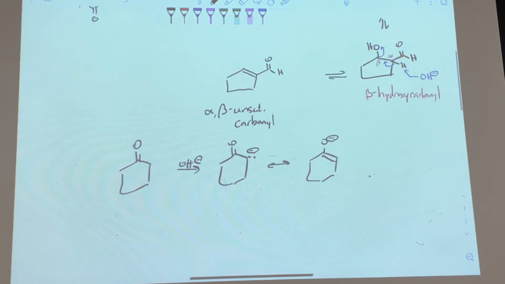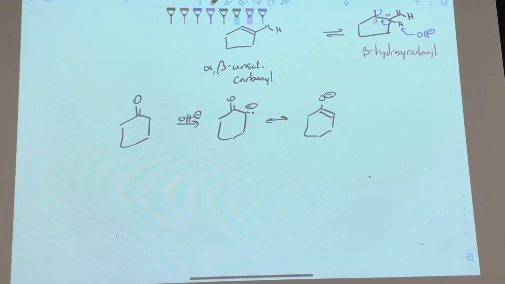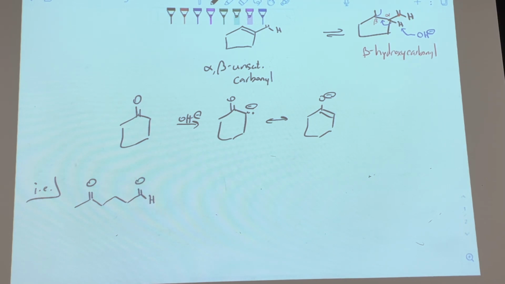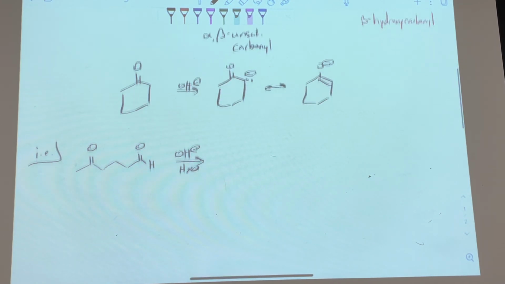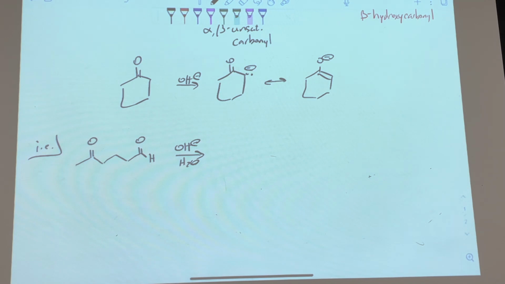All right, so let me give you an example. You can try your hand at it, see what you get. So see if you could predict the product of this intramolecular aldol.